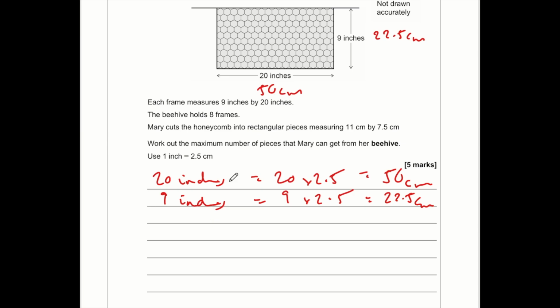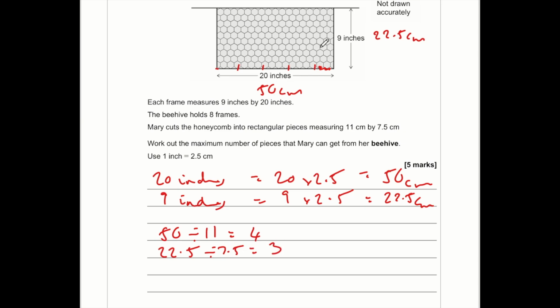Okay, so let's work out the number of rectangular pieces she can get from one frame. So we need to think about, well, how many 11s go into 50? So 50 divided by 11 is, well, it's 4 point something, so let's just round it down to 4. So we can get 4 going this way, so 1, 2, 3, 4. It's going to be a bit left over, but we won't worry about that. And we want to divide 22.5 by 7.5, which is 3.